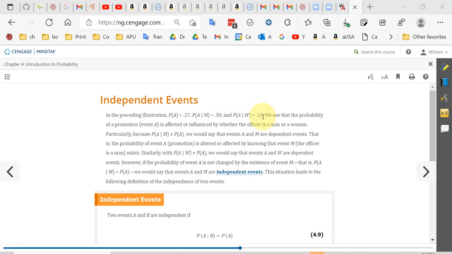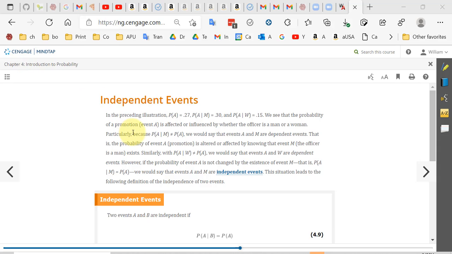So we did all of this before. We see that the probability of promotion, that's A, is affected or influenced by whether the officer is a man or a woman. Because if you're a man, it's one thing, and if you're a woman, it's another thing. And if we don't know whether it's a man or a woman, then it's yet another number. So this is not the same as this, is not the same as this.